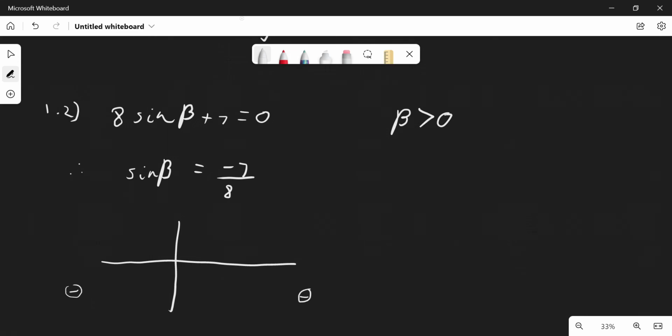And they say, is it cos beta there? Sorry, so this is cos beta is positive. So we know cos is positive in this quadrant. So sine is negative here and cos is positive here. So it's definitely this fourth quadrant here. We have beta, right? Sine beta.